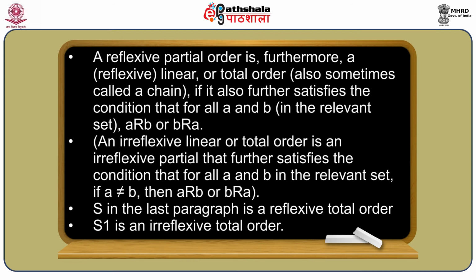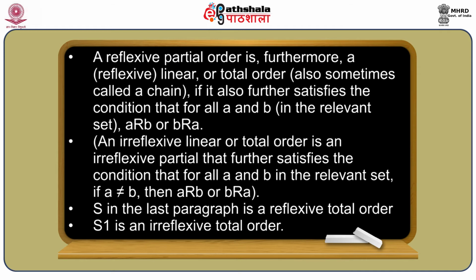A reflexive partial order is, furthermore, a reflexive linear or total order, also sometimes called a chain, if it further satisfies the condition that for all A and B in the relevant set, either A R B or B R A. An irreflexive linear or total order is an irreflexive partial order that further satisfies the condition that for all A and B in the relevant set, if A is not equal to B, then A R B or B R A. The relation S in the last paragraph is a reflexive total order, and S1 is an irreflexive total order.